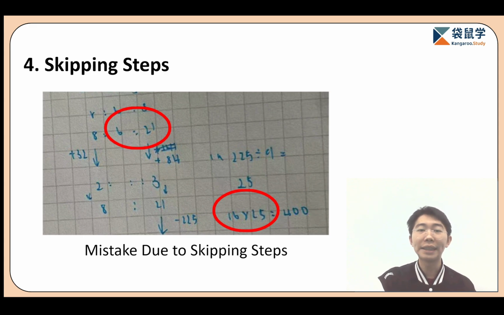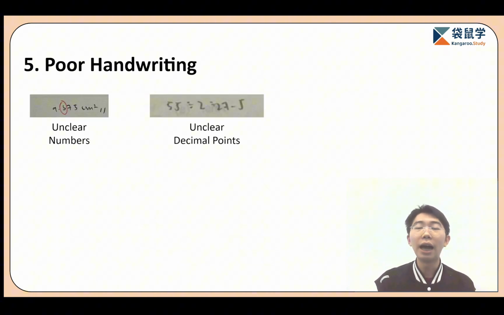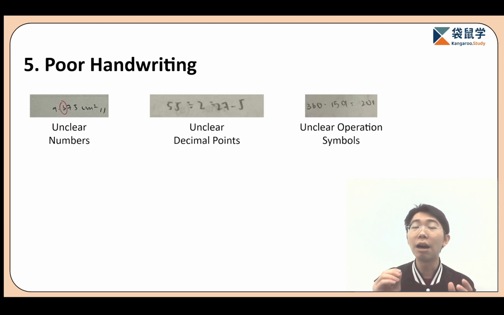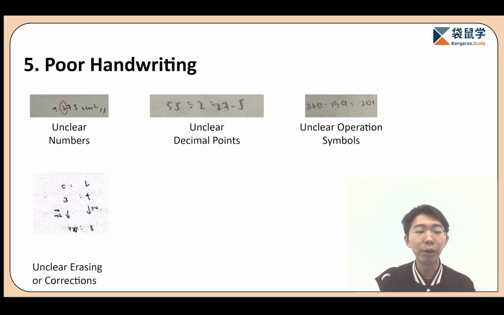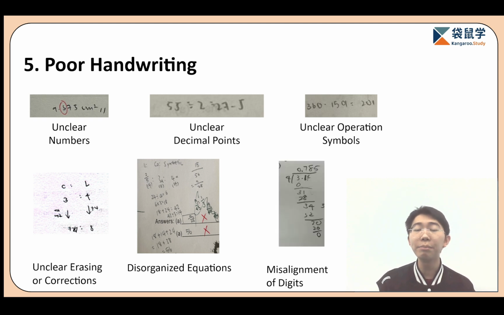Moving on, except for these 4 reasons, poor handwriting will also cause mistakes. This will include unclear numbers, unclear decimal points, unclear operation symbols, unclear erasing or corrections, disorganized equations, and misalignment of digits. Poor handwriting will cause the students to misread, overlook details, and struggle to catch their thought process.